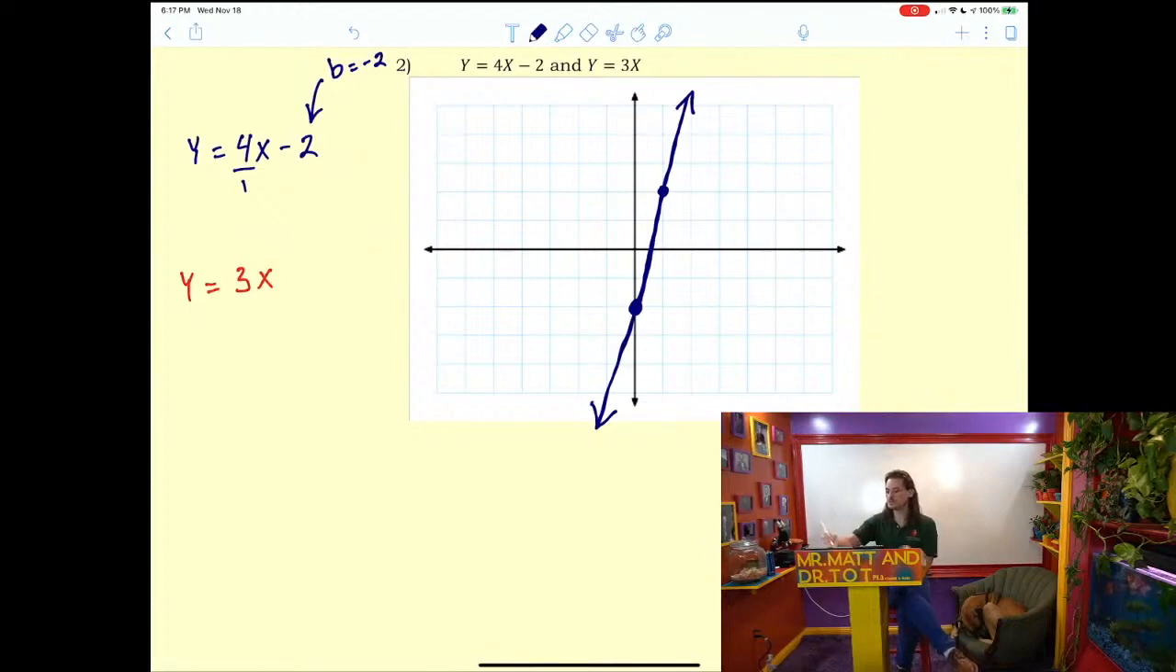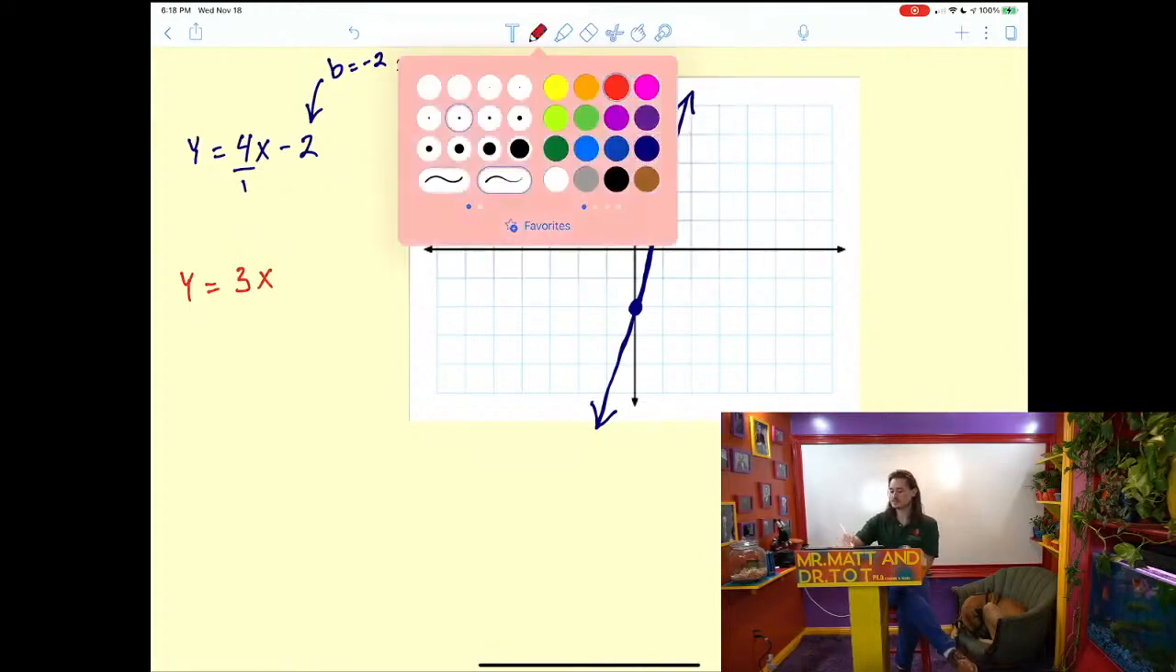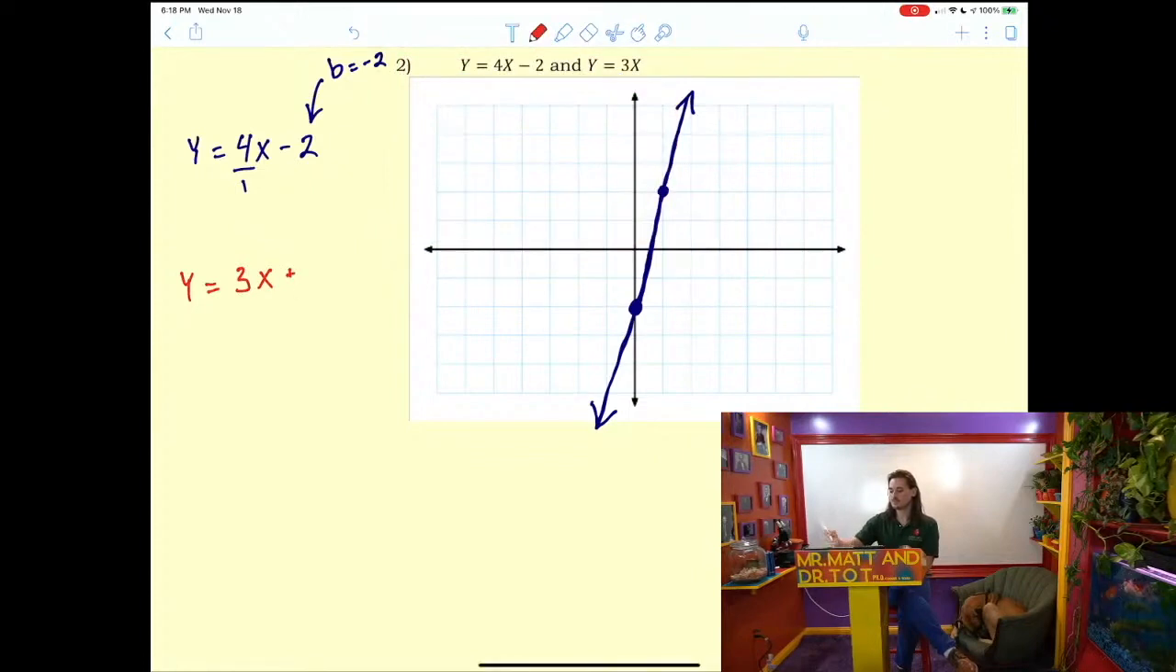Now for y is equal to 3x, this is really 3x plus 0, so this equation intersects the graph at the origin, 0, 0. And then I can think of the slope as 3 over 1. So I'm going to go up 3 over 1. So notice that's going to give me right here. And then I can go up 3 over 1 again, and that's going to give me this point right here.